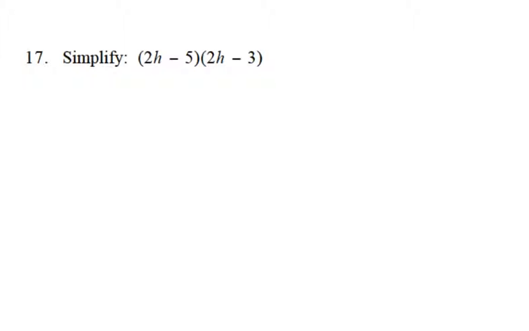Number 17. The first time I saw this, I was really super excited because I'm like, yay, these are the ones I love. And then I was like, oh, there's a 5, there's a 3. These are not difference of squares. So we're just going to use foiling again. 2h times 2h, because that's your F, the first. 2h times 2h is 4h squared.